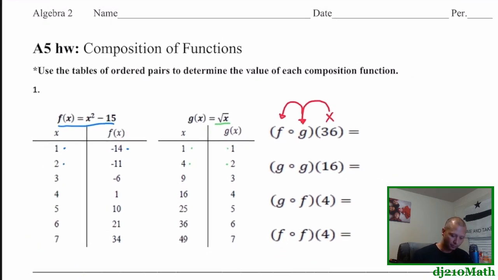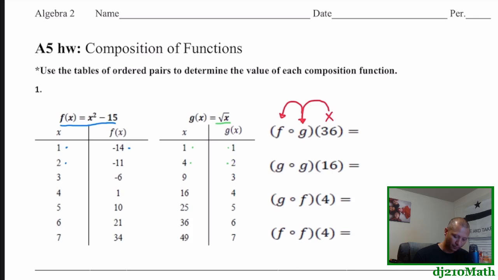What this is saying is take x equal to 36 and plug it into g. g of x says that when x is 36, the whole thing is 6. So when I take 36 and plug it into g, I get 6. Now I'm going to take that 6 and plug it into f. So when x is 6, the value is actually 21.